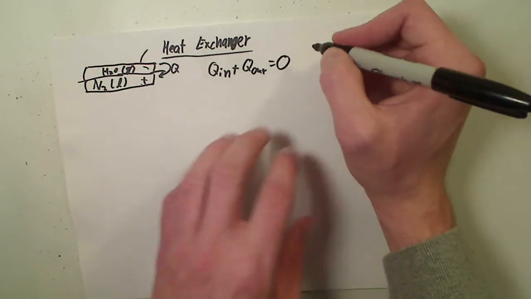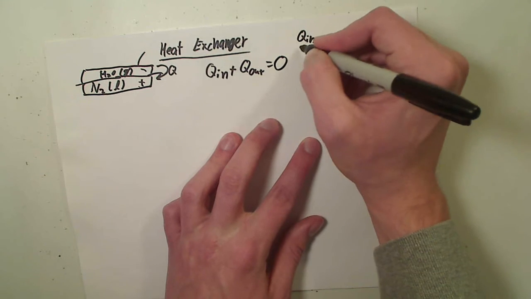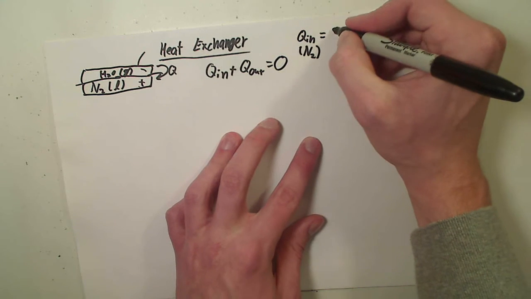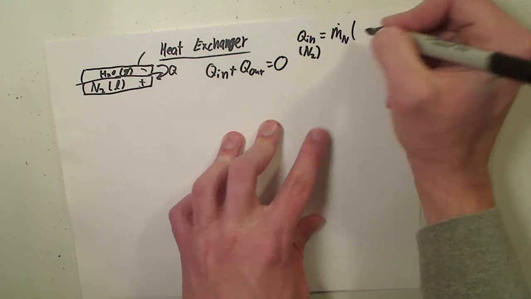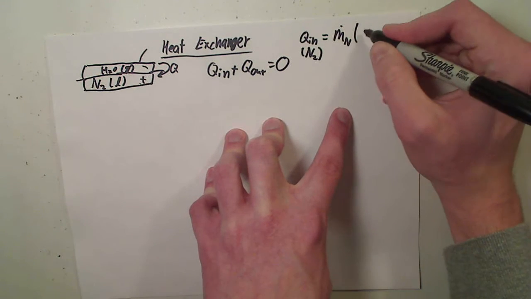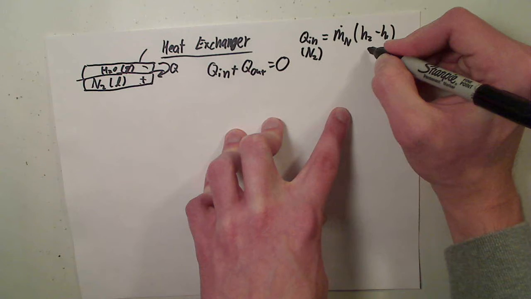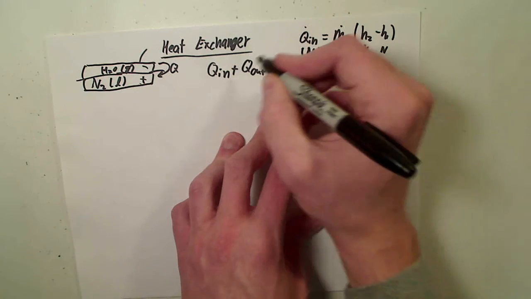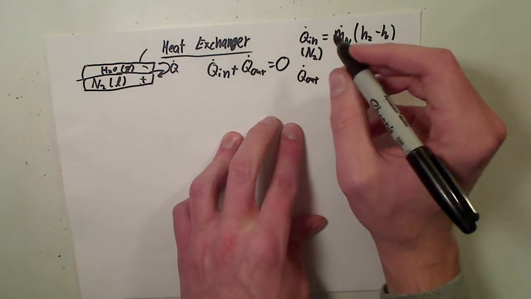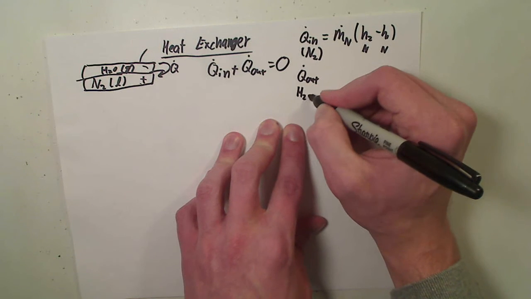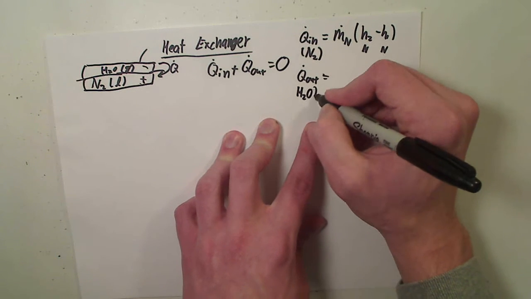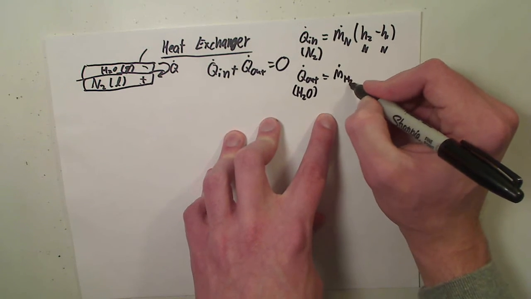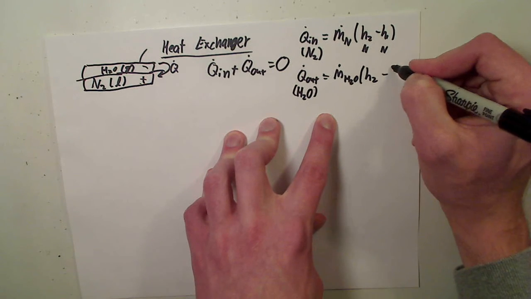So Q in, which in this case is nitrogen, because it's getting a Q in, is going to equal the mass flow rate of nitrogen times H2 minus H1. Both these are of nitrogen. Then Q out, I always forget these little dots, this Q out is going to be H2O, M dot H2O, H2 minus H1, H2O.